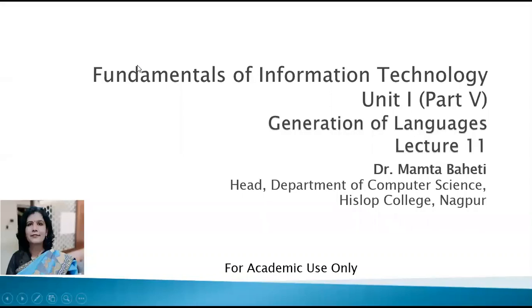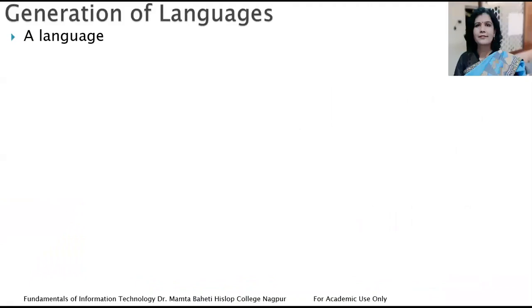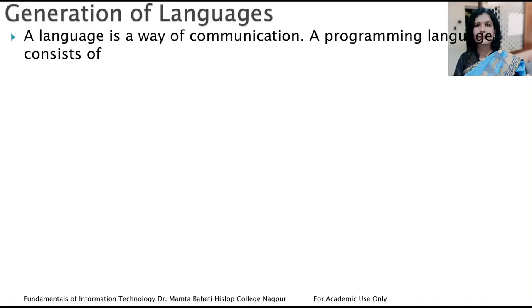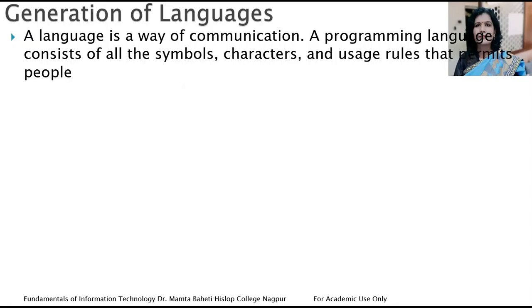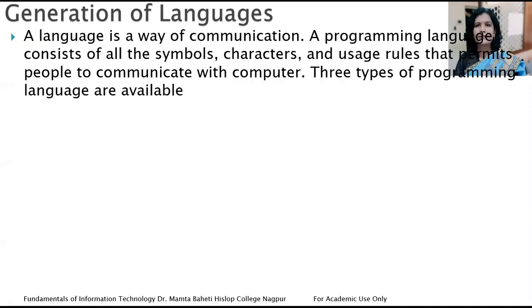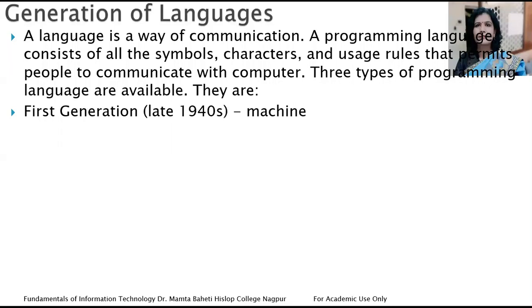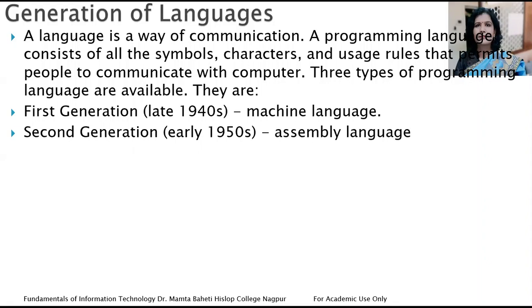Now we will see the generation of languages. In this generation of languages, we'll see what is a language, why language is used, and what sort of languages have evolved since the computer has come into existence. So a language is a way of communication, and generally the programming language consists of symbols, characters, and certain rules that allow people to communicate with computers.